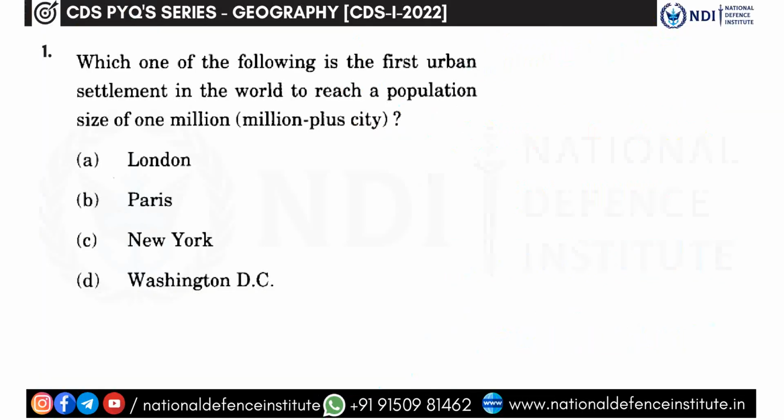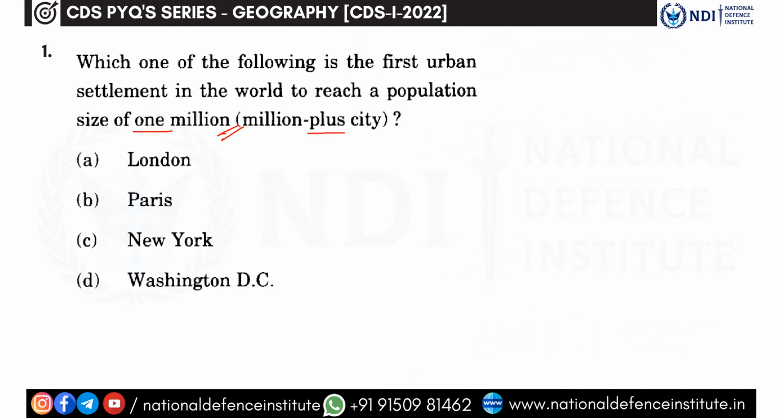It's the very first question. Which one of the following is the first urban settlement in the world to reach a population size of 1 million? That means you have your million plus cities. See, in the cities we have some of the million plus cities, megapolis, metropolis, cosmopolitan cities. So the question they are asking is about a size of 1 million. That means almost like 10 lakhs, which is the one to reach it the fastest.